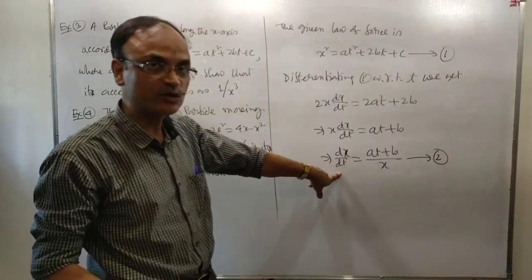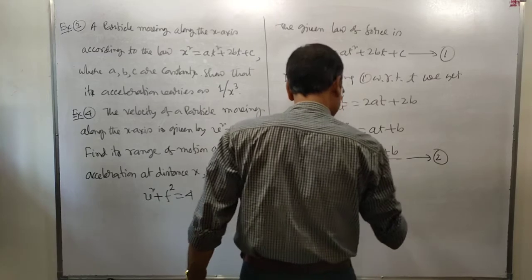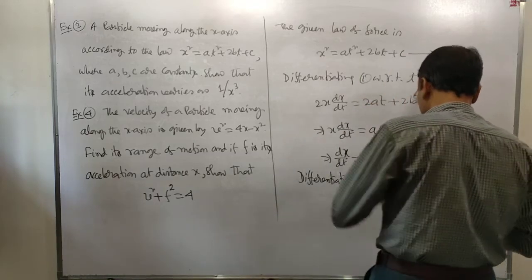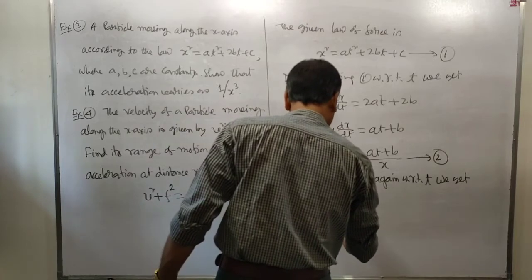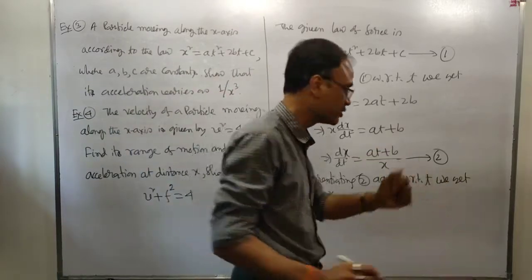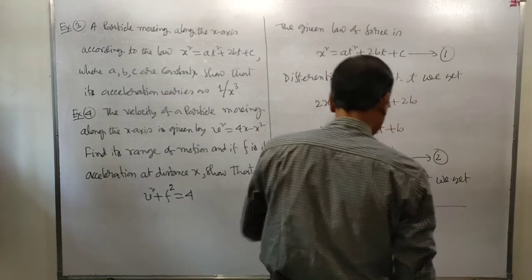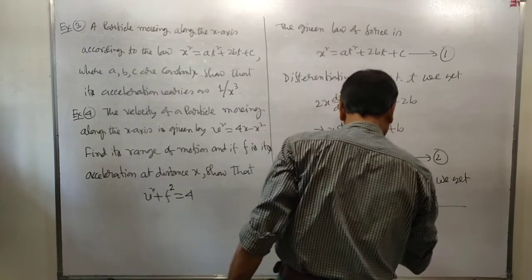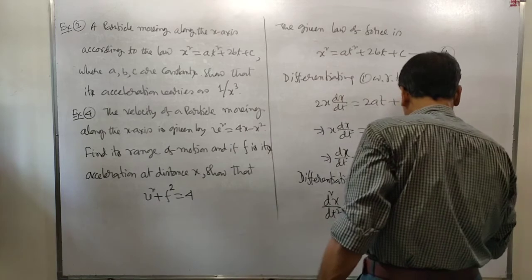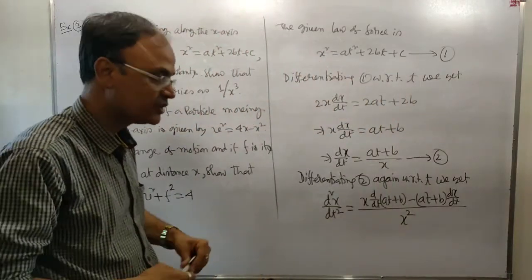Differentiate 2 again with respect to t. Differentiating 2 again with respect to t, we get d2x/dt square, which is the acceleration. We have to show that the acceleration varies as 1 by x cube. This is equal to, with respect to t differentiation, x square, since x is also a function of t, d/dt of at plus b, minus at plus b, dx/dt. You may write like this.